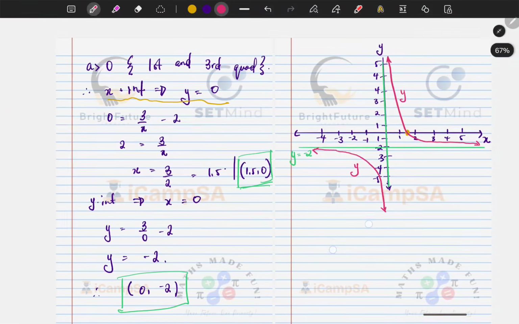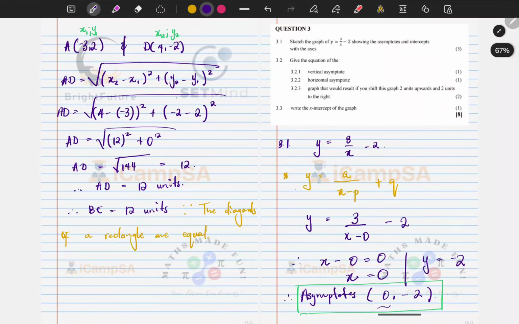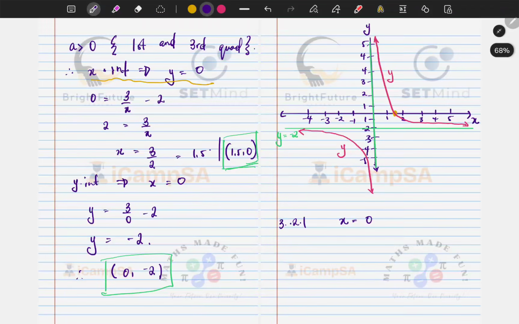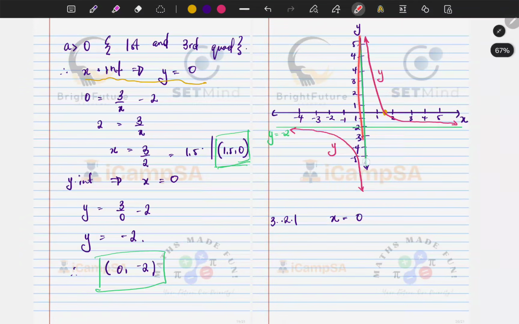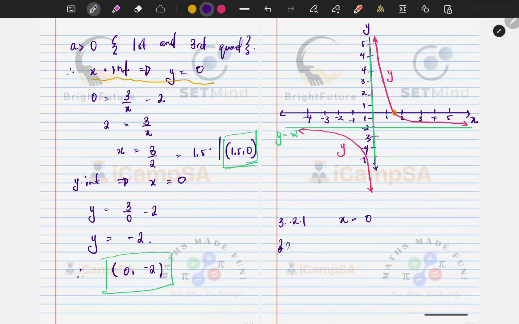And then now let's answer the questions that we are being asked. For 3.2.1, they want the vertical asymptote. The vertical asymptote is going to be x equals 0. Remember, this is the vertical asymptote, right? And then for 3.2.2, they want the horizontal asymptote. The horizontal asymptote is y equals -2.